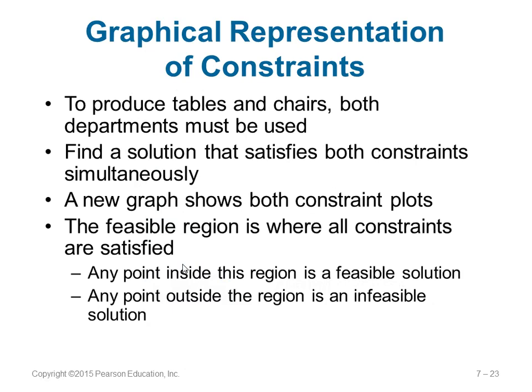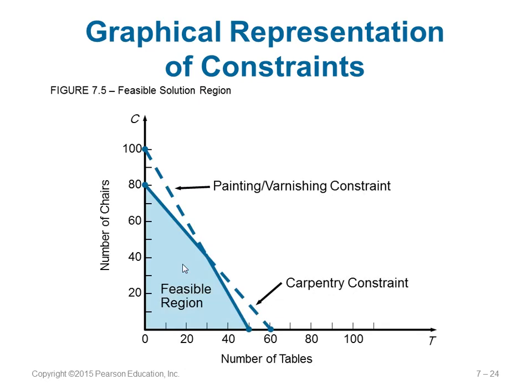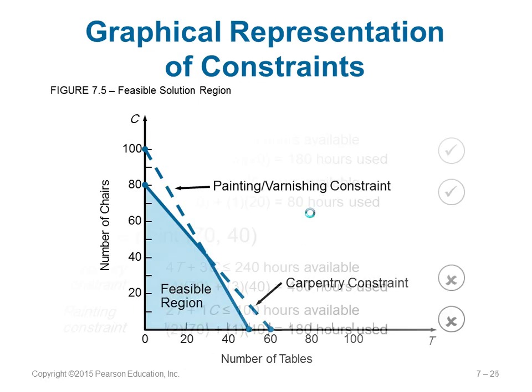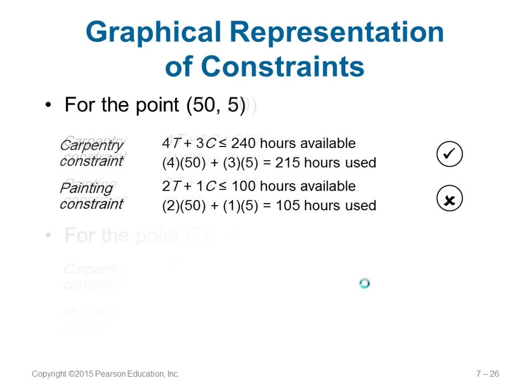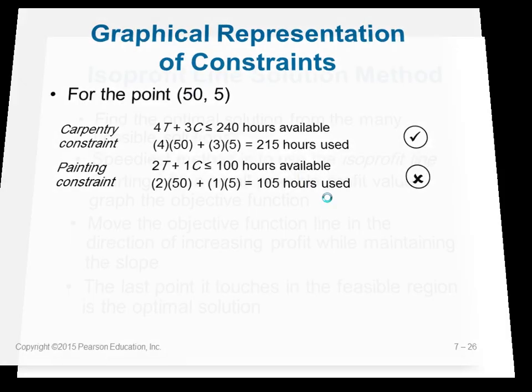Anything outside the region is called the infeasible region, and anything inside is a feasible one. If you take values, let's say 30, 20, and apply them to both constraints, you see both are satisfied. If you take 70, 40, both are not satisfied. You can try 55: one of them, the carpentry constraint, is satisfied, but the painting constraint is not. So simply, both of the constraints should be satisfied.